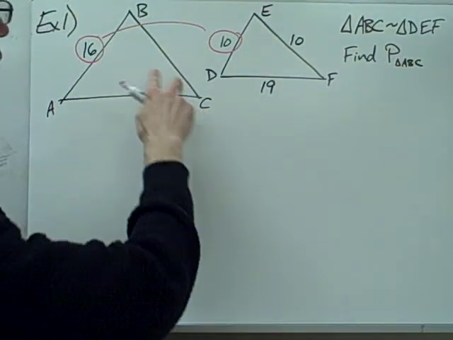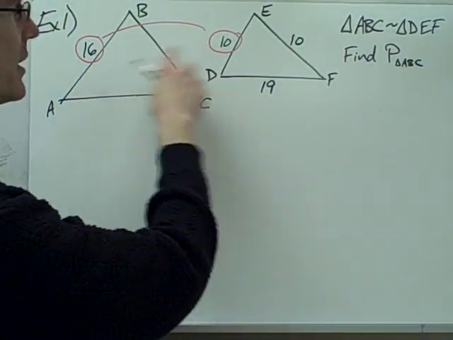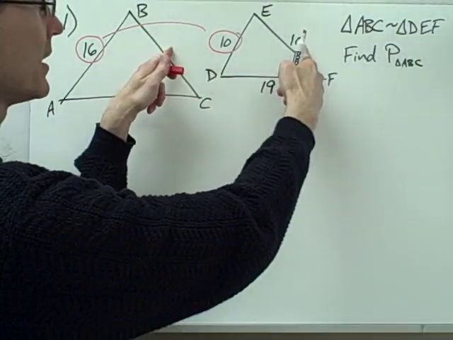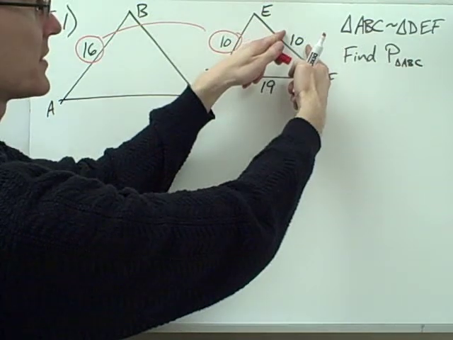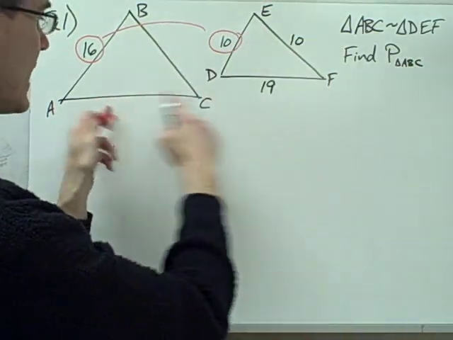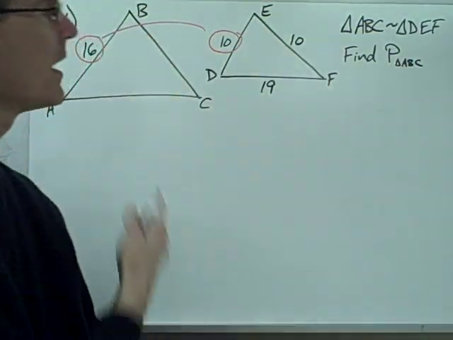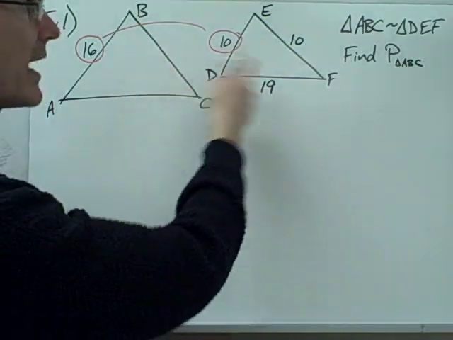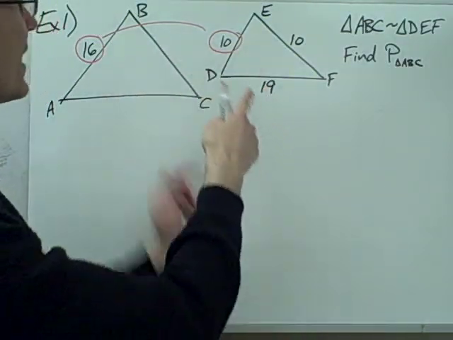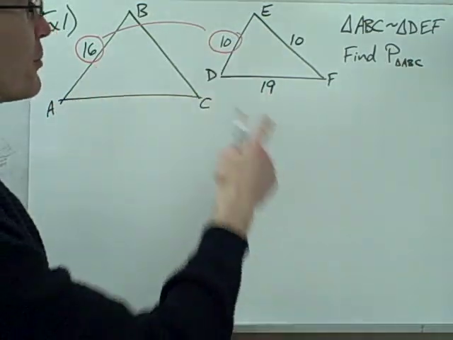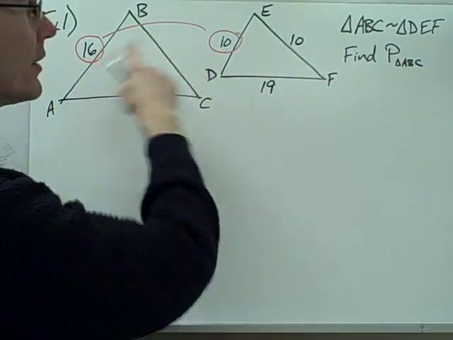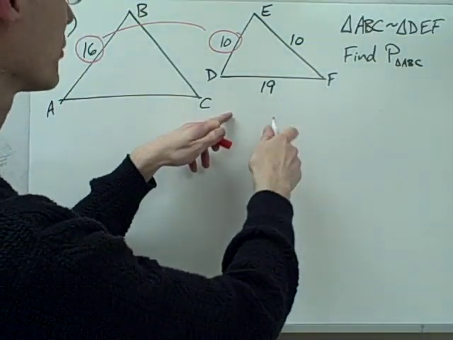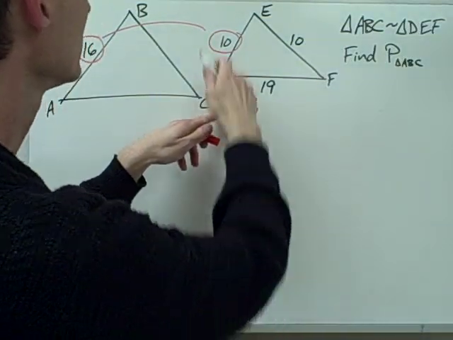So one thing I could do is use this ratio here to set up a proportion and find the length of this side, and this side, and this side, and then add them all up. But what I'm going to do instead is use this theorem that I just learned, which tells me that if I have two similar triangles, their perimeters are proportional to the measures of their corresponding sides. So let me start out by finding the perimeter of triangle DEF.